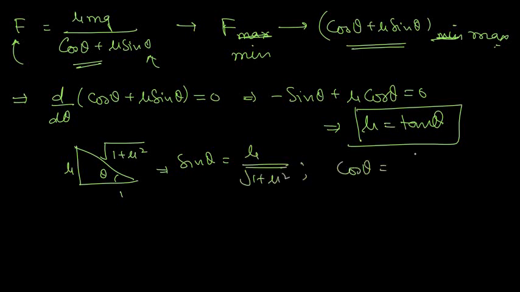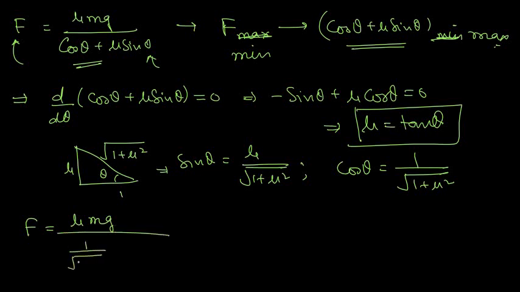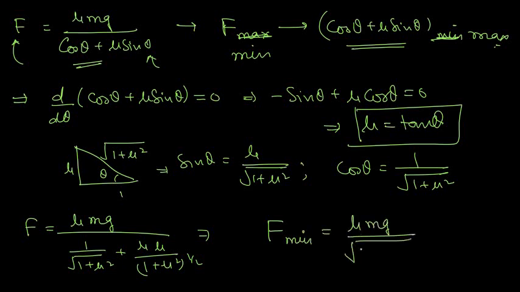If you do cos theta, that is 1 by under root of 1 plus mu square, then just substitute this value. So F will be m mu g by cos theta, that is 1 by under root of 1 plus mu square, plus there is already a mu, and mu by (1 plus mu square) to the power half. So (1 plus mu square) by (1 plus mu square) under root, so this is mu times... so the minimum force is mu times mg by under root of 1 plus mu square, if you do this.